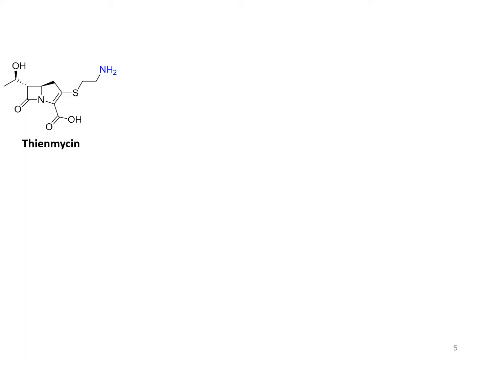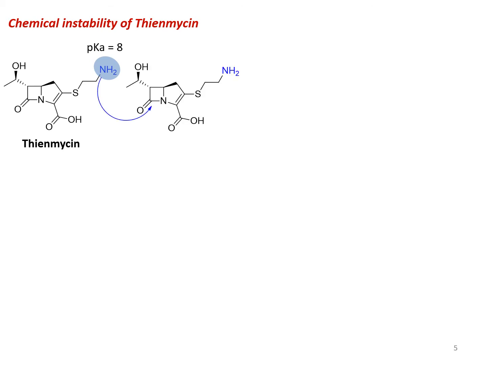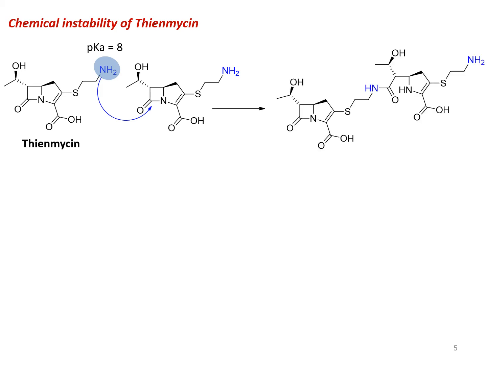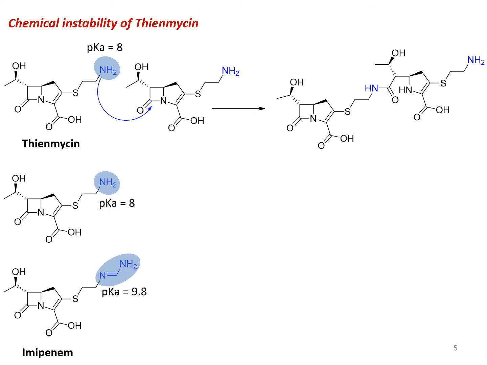Despite the excellent activity and stability of thienamycin against beta-lactamases, there were a few drawbacks that necessitated optimization. First, it was chemically unstable. This instability resulted from the primary amine. This basic primary amine, when not protonated, is strongly nucleophilic, thus attacking the electrophilic beta-lactam in another molecule, leading to its inactivation.